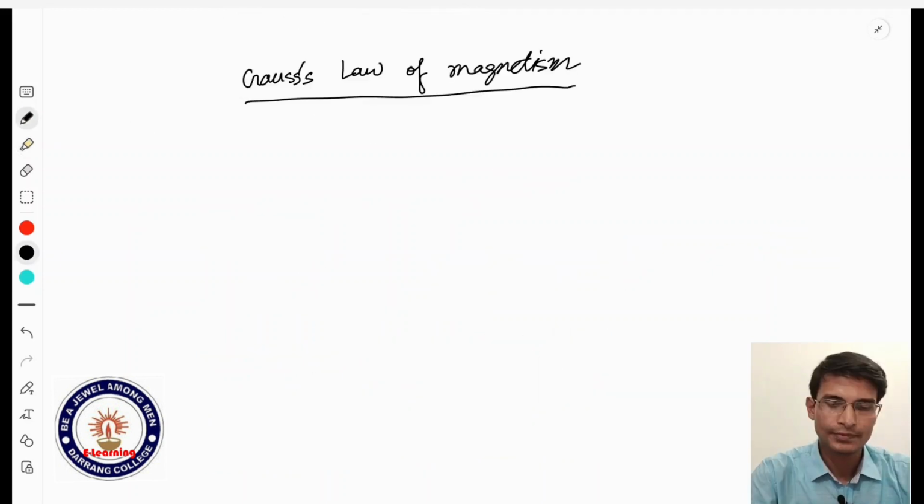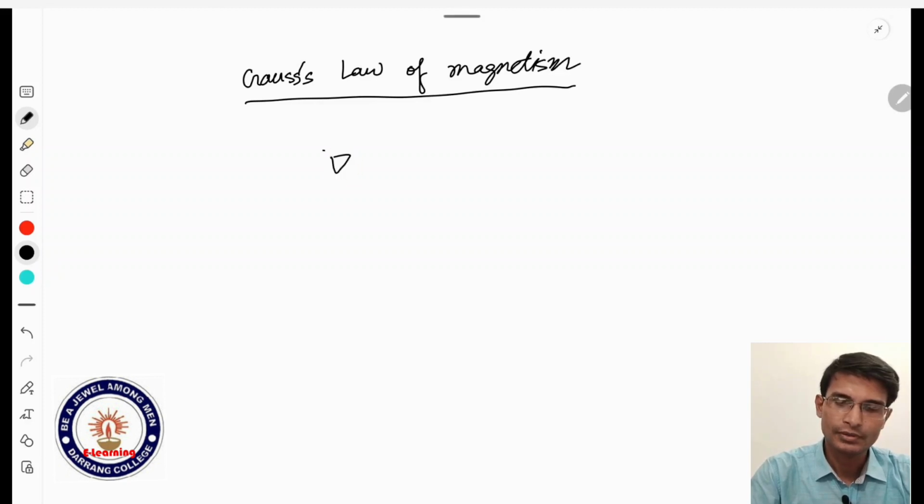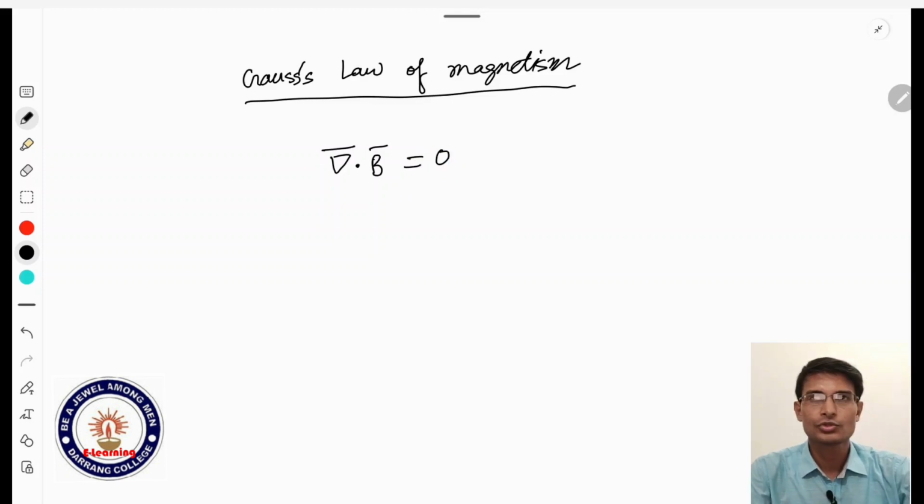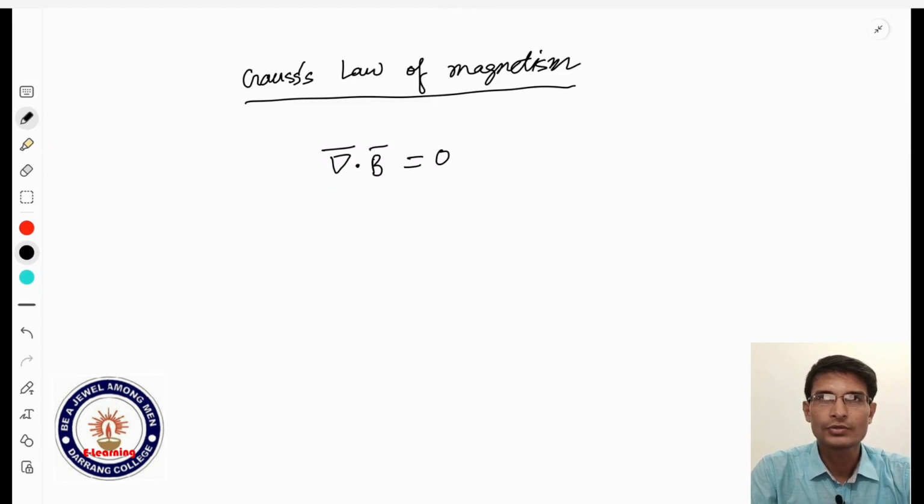Gauss's law. The second Maxwell's equation can be written as divergence of magnetic field is equal to 0. Now the question arises, why is the divergence of magnetic field always equal to 0?